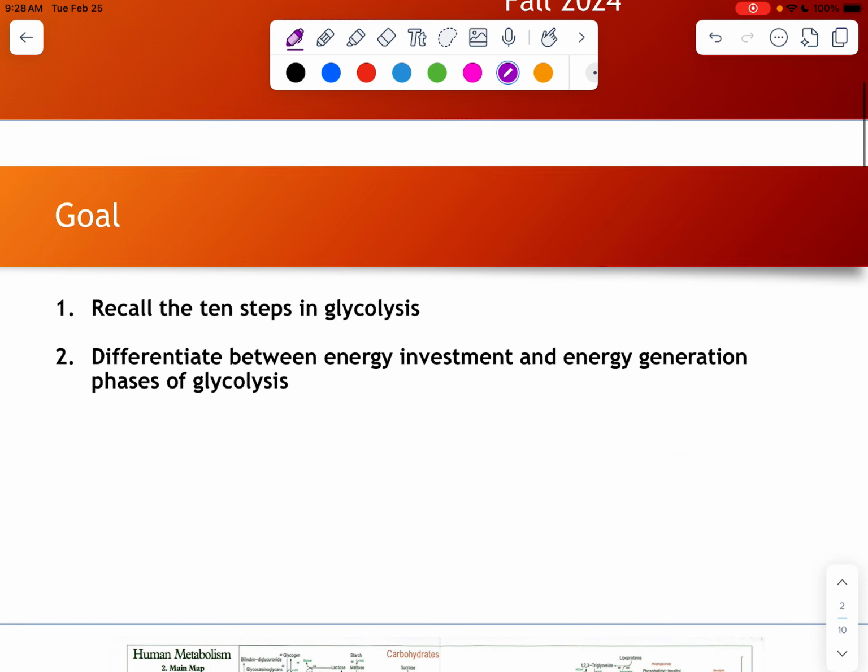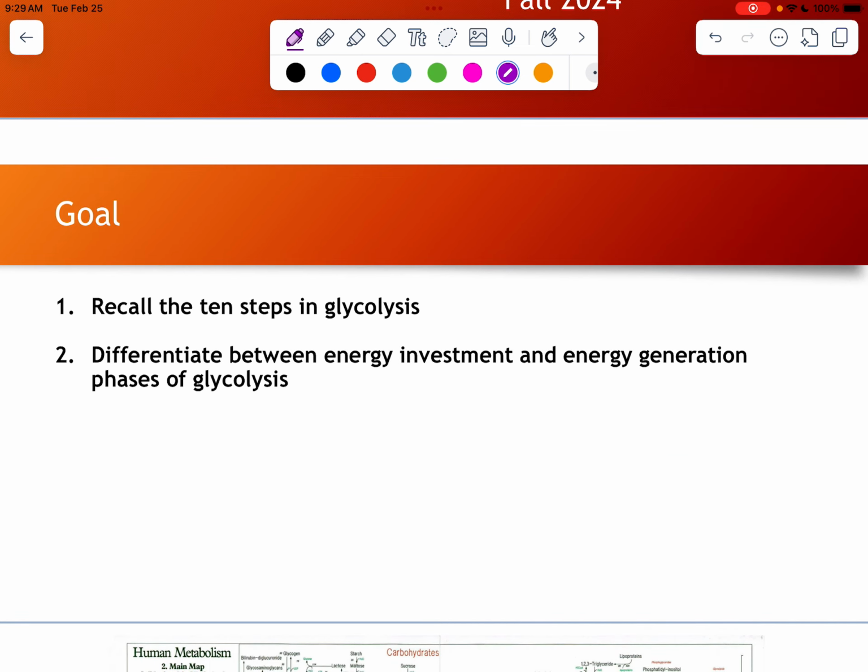As we look at our goals, overall, we're going to talk about the 10 steps of glycolysis, but really today, let's say we're going to summarize. We're going to look at the big picture in this first video. And we're going to differentiate between 2 phases: where we have to invest energy and where we generate energy.